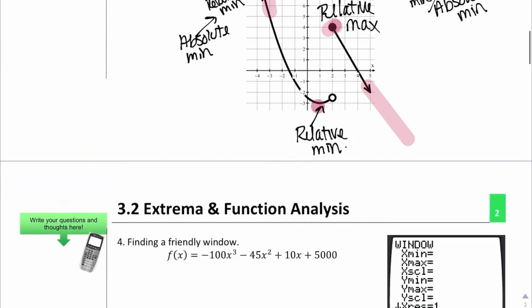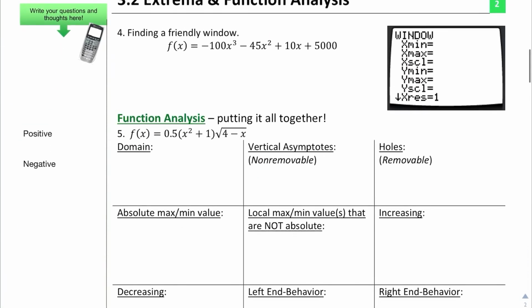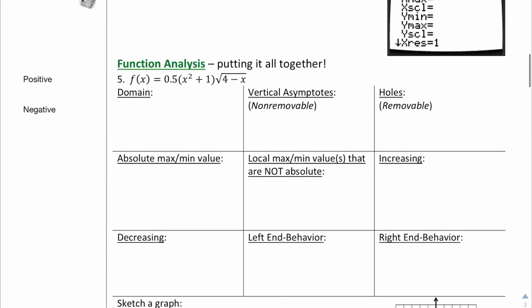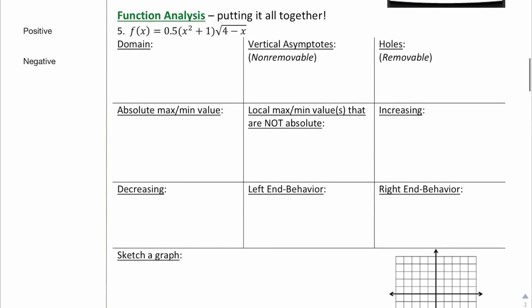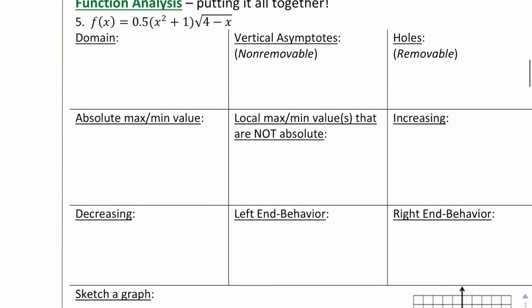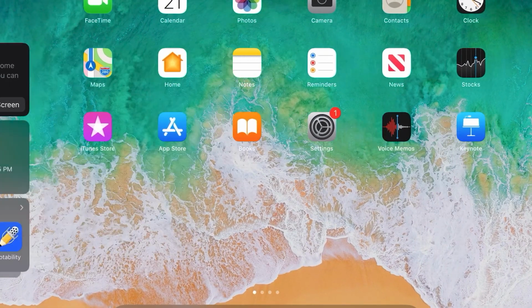Right, so those can get a little tricky there. So let's talk about putting all of this together here. So here's number 5, here's a function. And the first thing I want to do is look at this and put it into the graphing calculator. So I've gone ahead and done that, I think.